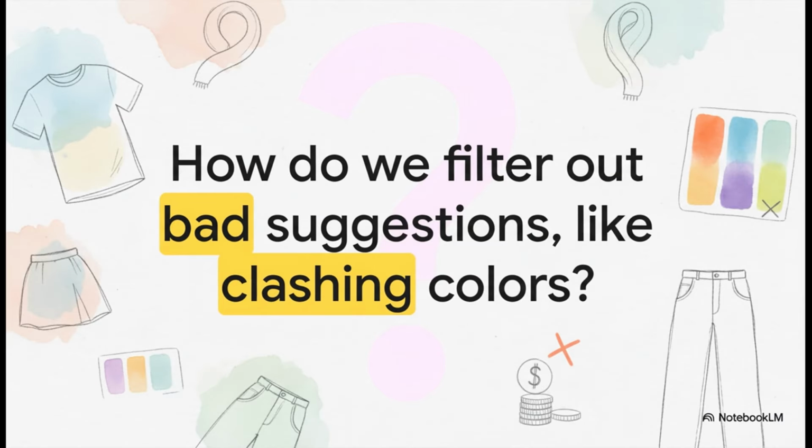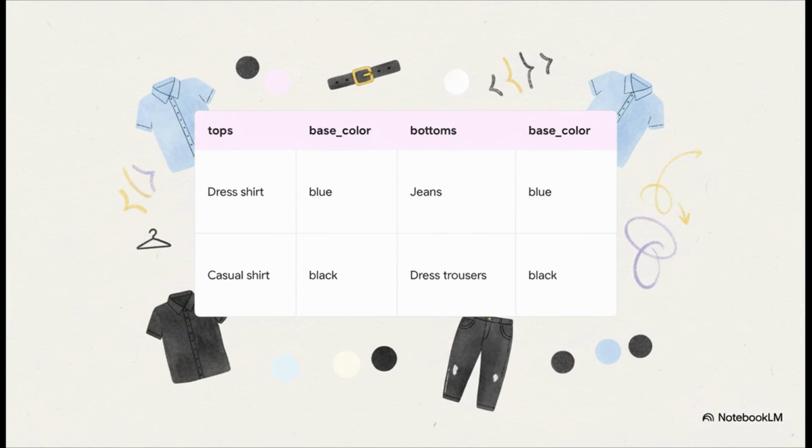Okay, let's make our suggestion engine a bit smarter. How can we teach it to automatically spot and throw out outfits that clash, say when the top and the bottom have the same base color? To make this happen, we need a little more information. So we're going to add a base color field to each of our clothing items. This new piece of data is exactly what we need to compare the colors of the top and bottom.